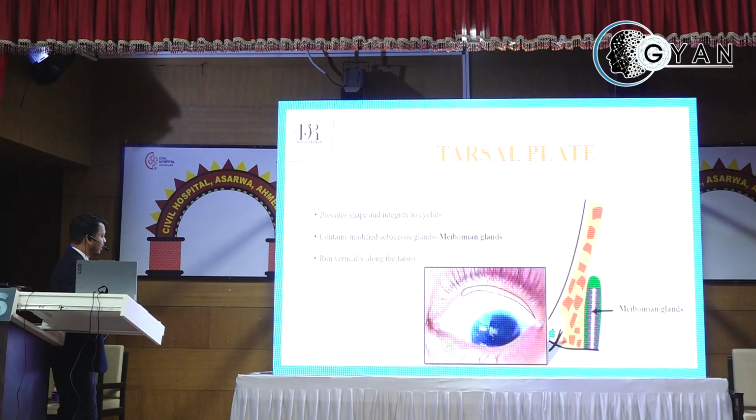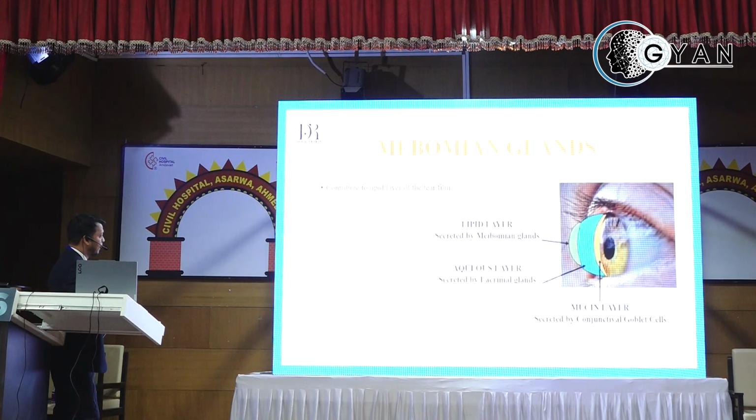It provides shape and integrity, and it has glands called meibomian glands which run vertically within the tarsal plate. Their function is to lubricate the eyelid. They help form the tear film of the eye, with the lipid layer secreted by the meibomian glands, then the aqueous layer and the mucin layer. The aqueous layer is secreted by the lacrimal glands, and the mucin layer is secreted by the conjunctival goblet cells.